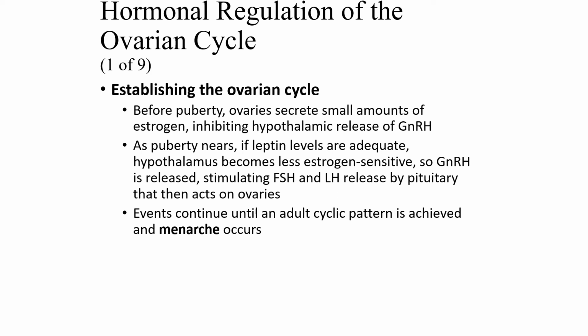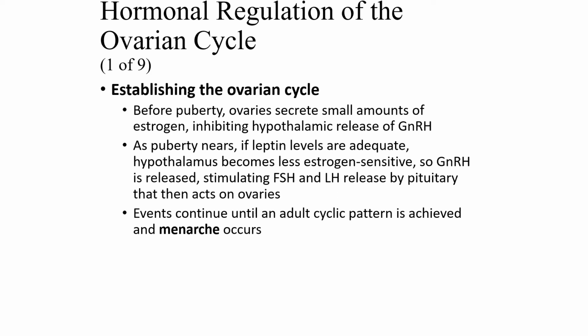What does follicle stimulating hormone do? It stimulates the follicles to grow, thus the name. What about luteinizing hormone? Luteinizing hormone is going to help the dominant follicle to develop and mature, and it is going to cause ovulation to take place.